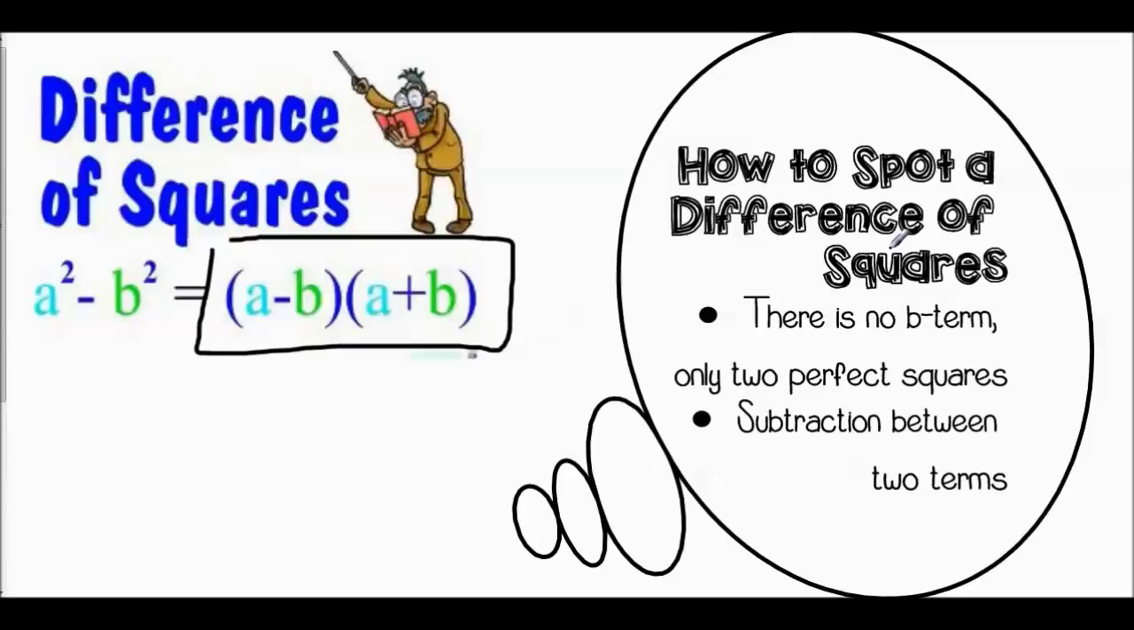How do you spot a difference of two squares? There is no middle term. There's no b term.